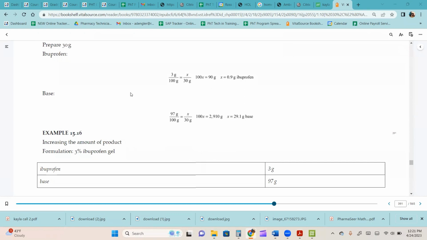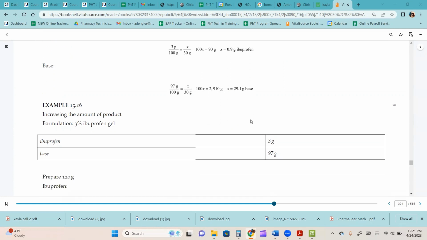You're going to do the exact same thing for the next part. So 97 grams over 100 grams is equal to X over 30 grams. Completing your math, you get 100X is equal to 97 times 30, which is 2,910 grams. You'll solve for X and you'll get 29.1 grams of base.